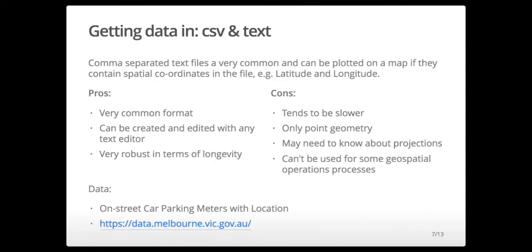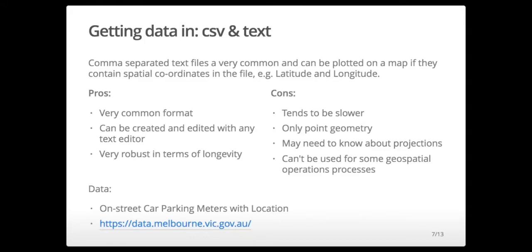Comma-separated text files are very common. They can be plotted on a map if they have spatial coordinates like we had there, lat long. They can be created and edited with any text editor, but also things like Excel, and you can output them from Access, and just about any software and website that gives you downloads allows you to use CSV, or often gives you a CSV option. They're very robust in terms of longevity because you can view them with any text editor.